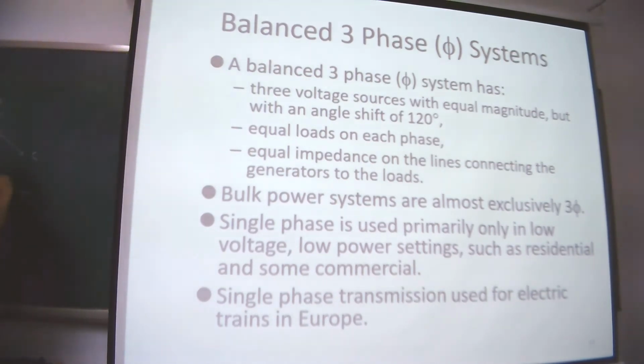Like this, 120 degrees apart. It's A, B, C, like 360 divided by 3 phases. But ensure that the amplitudes of the voltage are equal. Same idea: equal loads, equal amplitude, impedance, and line currents. So be sure the average thing in each phase is the same.